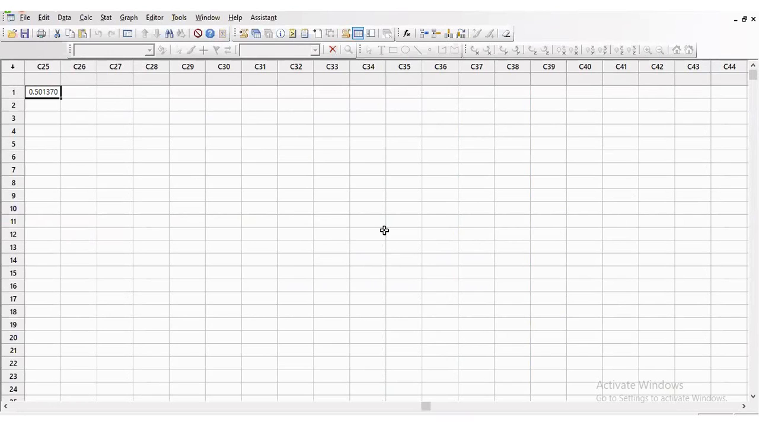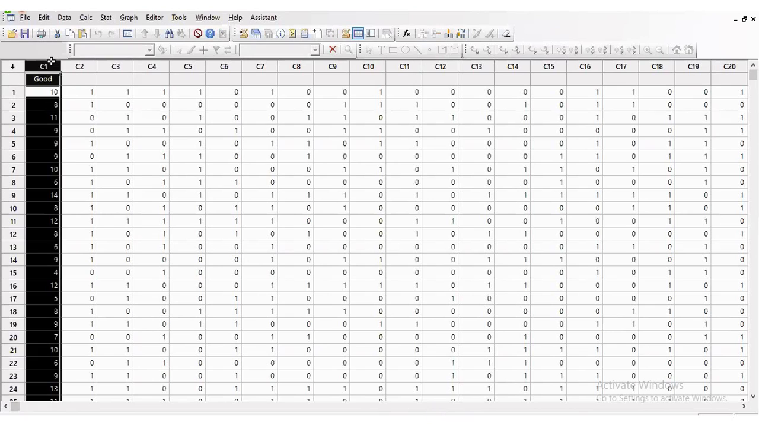How much is this? Only 0.5, 50% chance. On average, how many good apples am I going to get if I am selling 20 apples every day? 20 into 0.5, 10 apples only. So if I calculate the average of all these, how much am I going to get? 10 only, right? Let's do that.